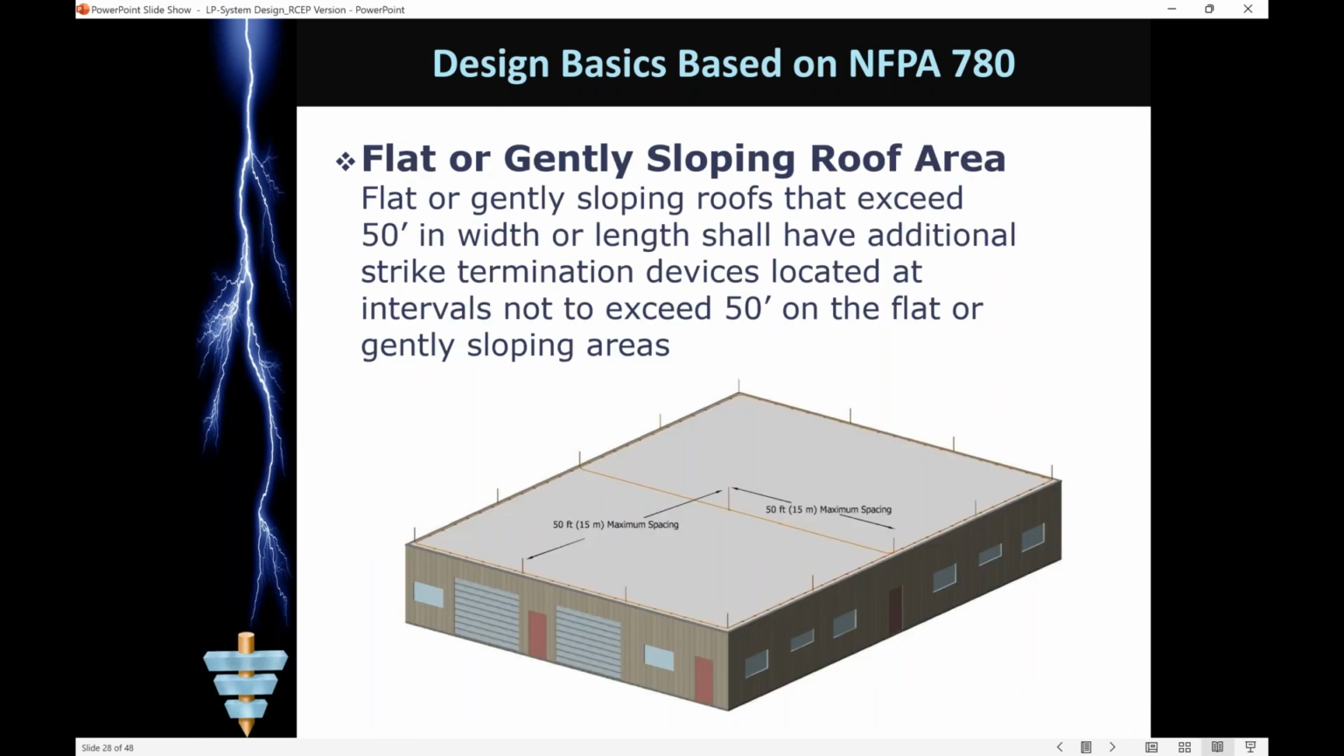So if you have a flat or a gently sloping roof, in addition to the strike termination devices on the perimeter of the facility, in the center of or going across the structure, you have to have an additional termination device every 50 feet. So you can see that here. These are all spaced 20 feet apart, and then the center every 50 feet.